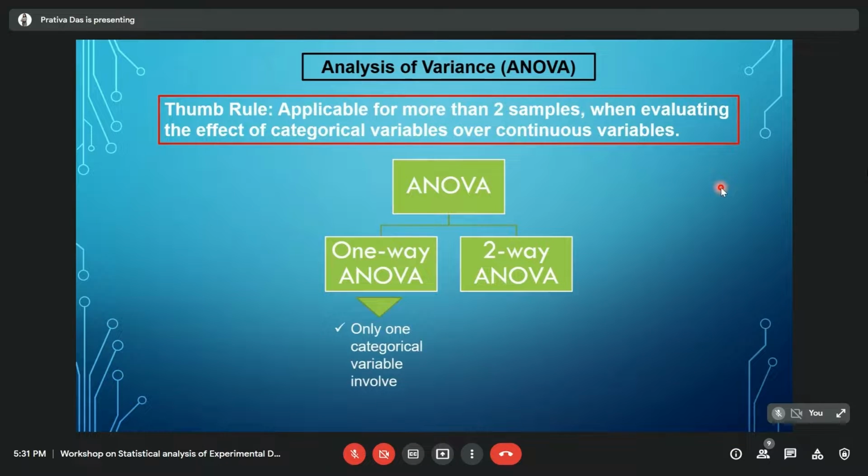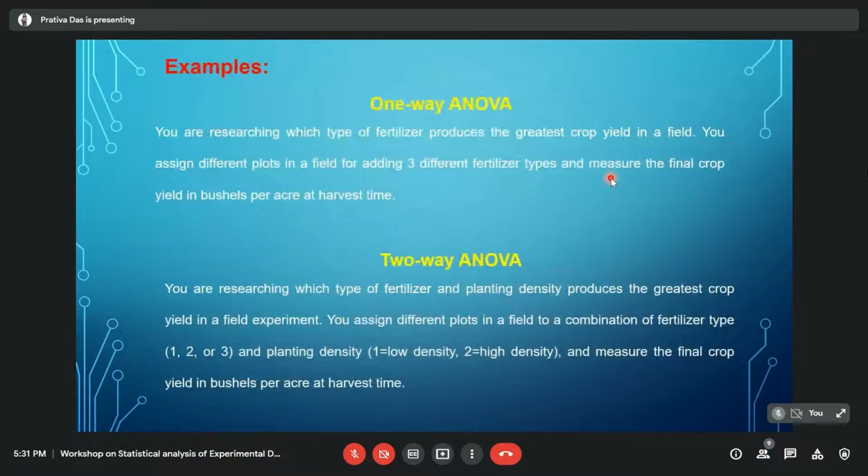So this is the one-way ANOVA. You can use the one-way ANOVA when you have only 1 categorical variable, and you can use the two-way ANOVA when you have 2 categorical variables. So this is a typical example of the one-way ANOVA.